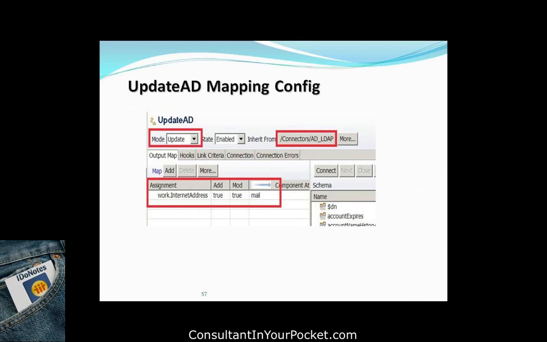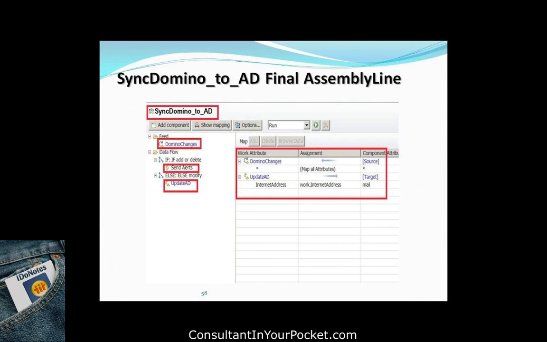Now, we want to make sure that if the internet address on the Domino side has been modified or added, it will be updated on the Active Directory side. And on the Active Directory side, that attribute is called mail. So we want to make sure that the mapping is set up. And that's the end of our assembly line.